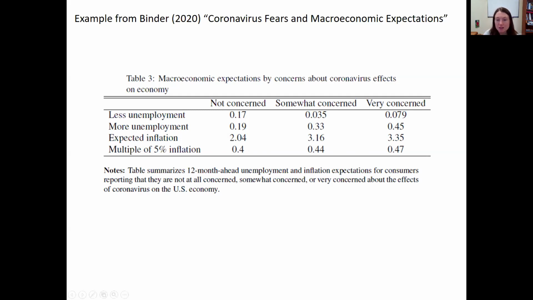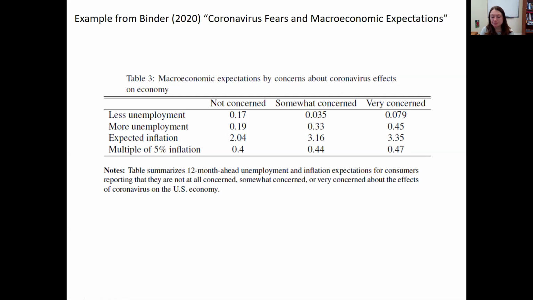And they also think inflation is going to be higher next year. This is the somewhat surprising part. It's not too surprising that people who are concerned about the effects on the economy expect higher unemployment. But before I did this survey, it was sort of ambiguous whether people would think that the coronavirus was going to raise inflation or lower inflation.